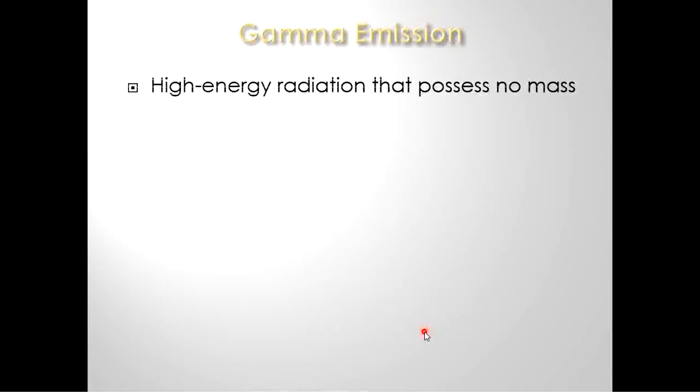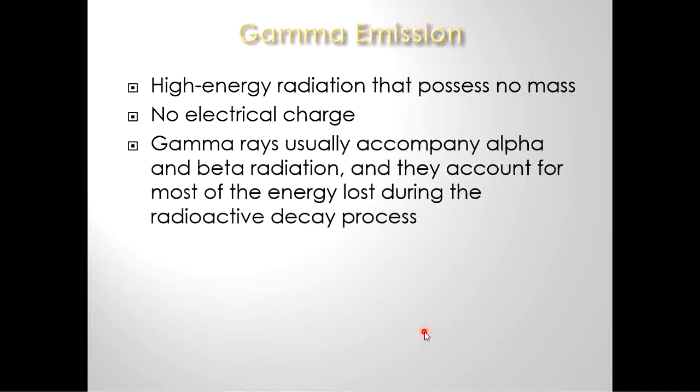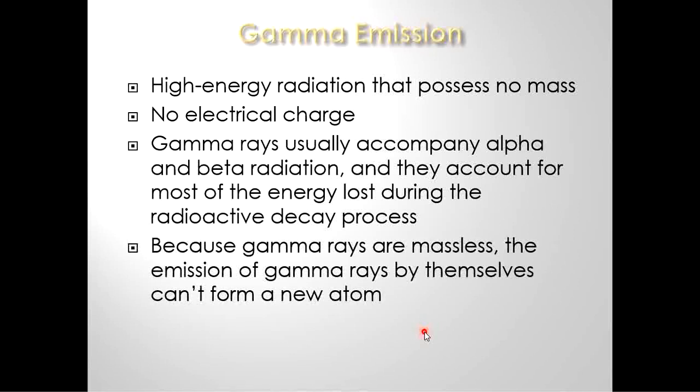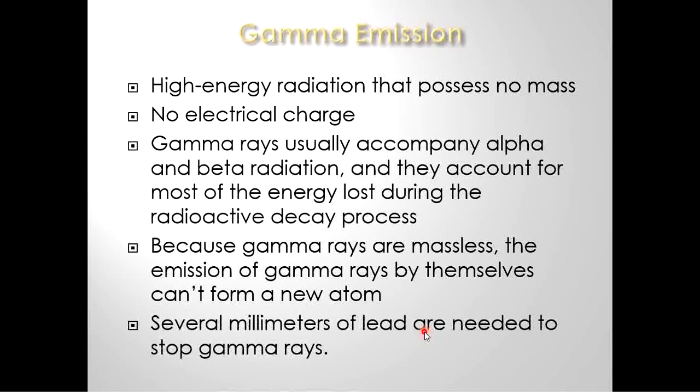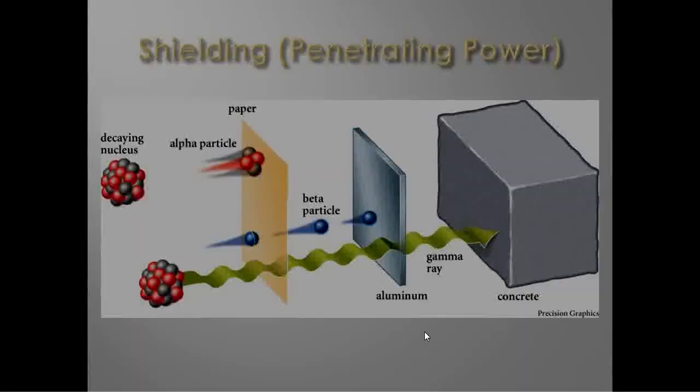The last one we're going to talk about is gamma emission. Gamma radiation is just high energy that possesses no mass and no charge. It usually accompanies alpha and beta radiation, and it accounts for most of the energy lost during the radioactive decay process. An example of gamma is X-rays. Because gamma rays are massless, gamma rays by themselves cannot form a new atom. It can be stopped by lead or concrete, which is what we see here.